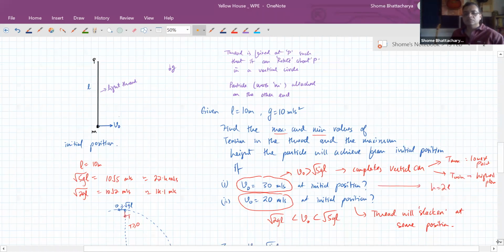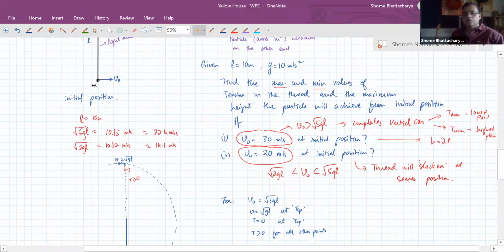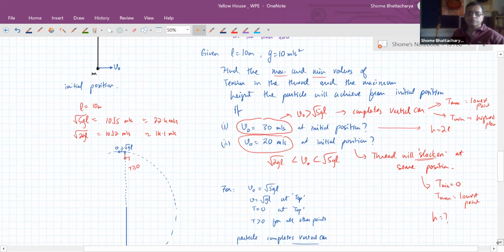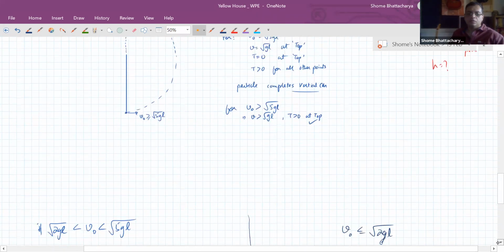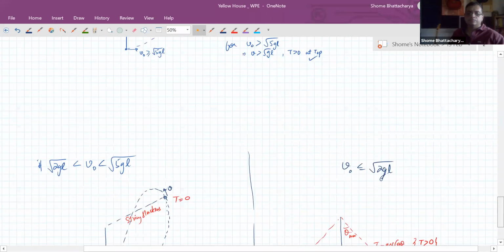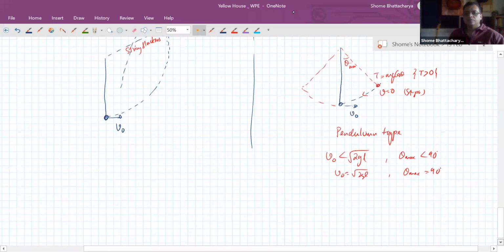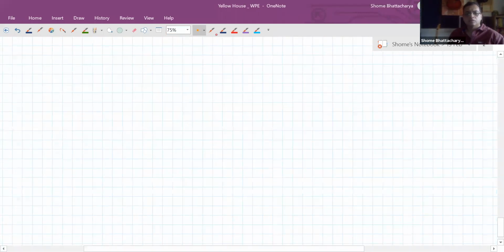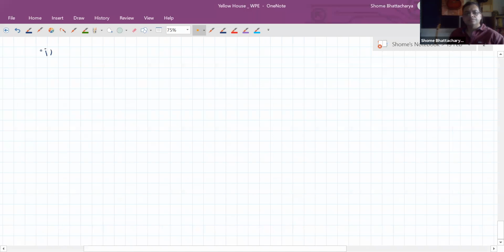But in this case, because the string slackens, tension will be 0 and maximum tension will be at the lowest point. Okay, and the maximum height it climbs to, we have to calculate. So let's work out each of these parts. So let's look at this in detail.